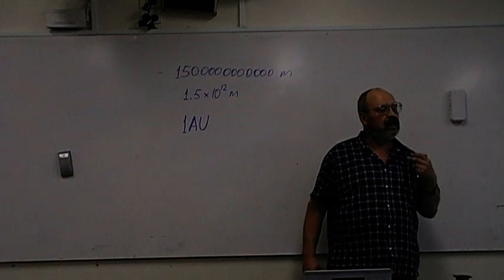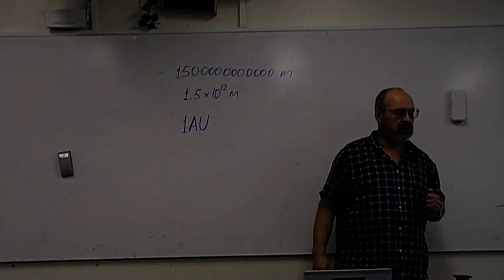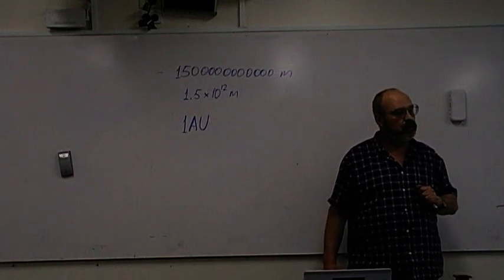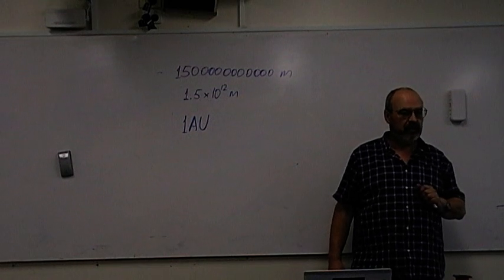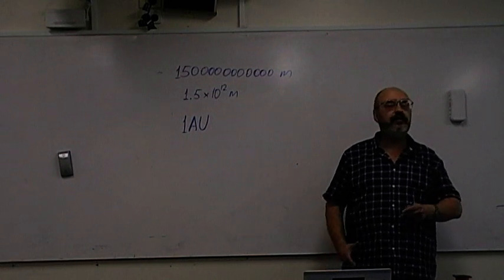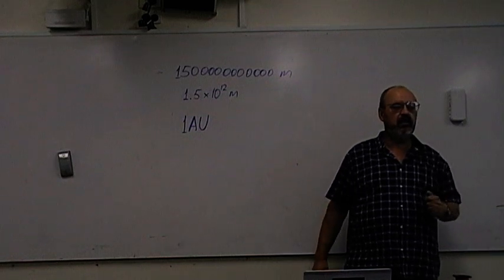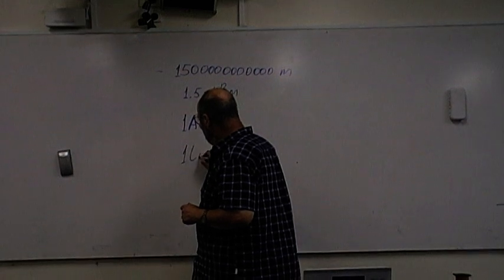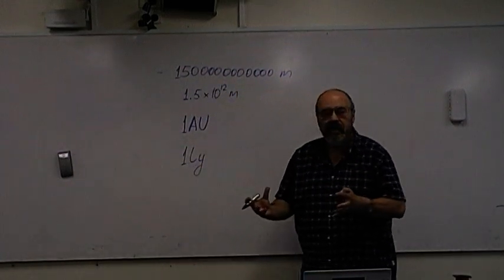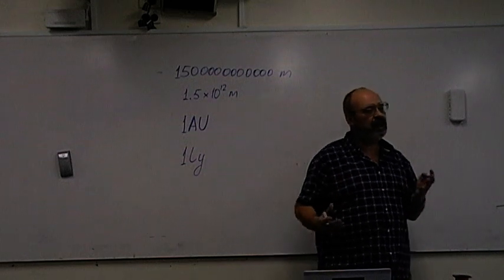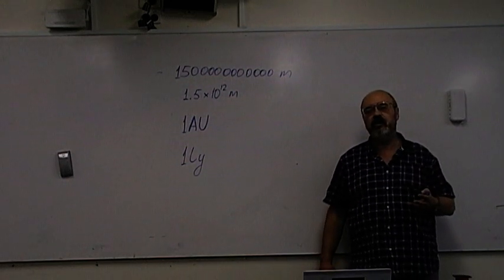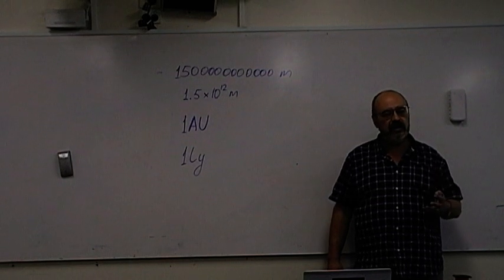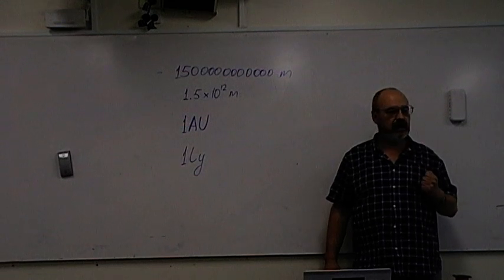But as soon as we get further than the solar system, the astronomical unit becomes again too small for measurements, and so we need to introduce a bigger unit of measurement. Such a unit is the light year. Even though it's called a light year, it's not a unit of time. It is a unit of measurement of distance. 1 light year is the distance that light travels in 1 year.